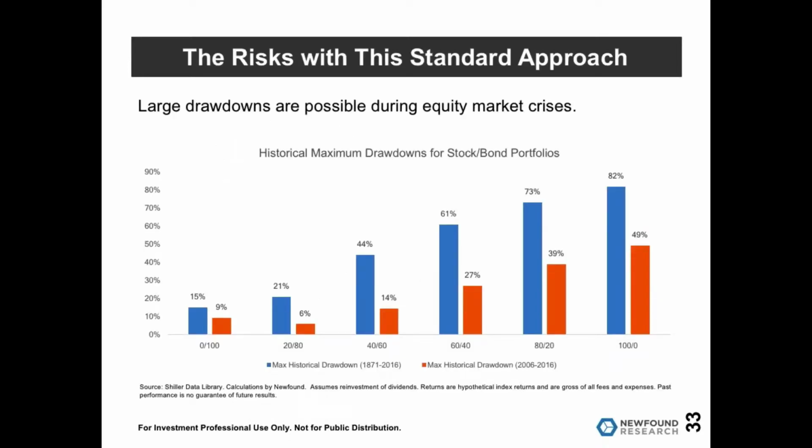With these traditionally allocated portfolios, you can have large drawdowns during an equity market crisis. You can see that historically, over the full time period from 1871 to today, a 60-40 had a drawdown of 61%. So when you think about a 61% drawdown, does that make you think of something that's diversified and multi-asset? Over the past 10 years, it's been a little lower at 27%. But we haven't had every market environment over the past 10 years. We've been in a bull market for most of it, even though there was 2008.